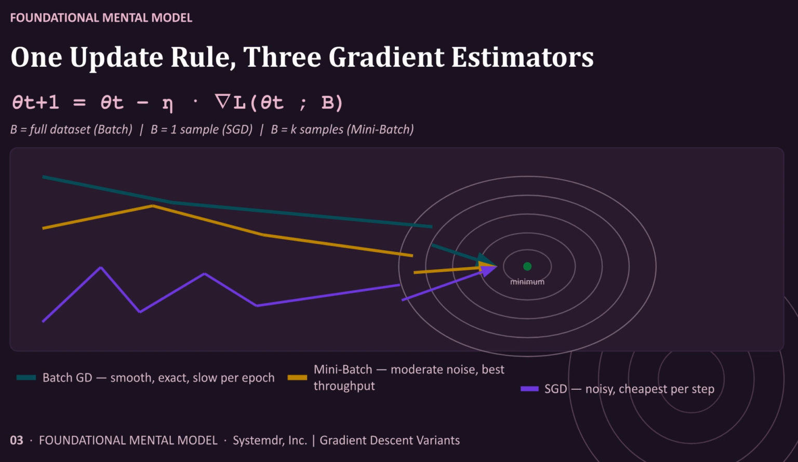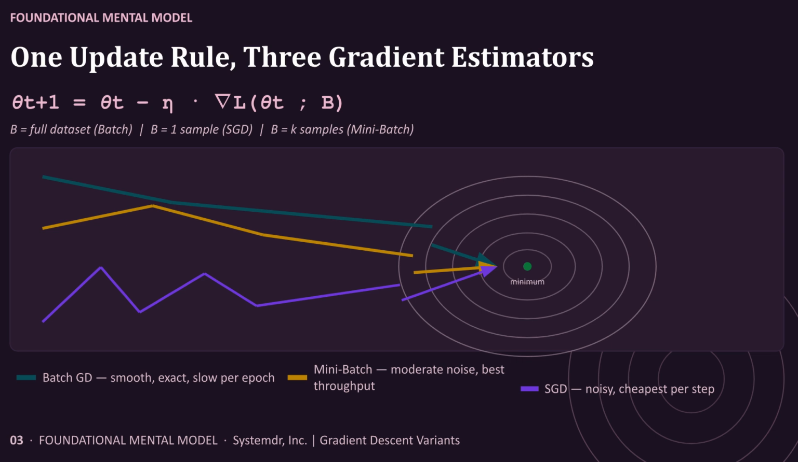Here's the insight that's easy to miss. That noise in the SGD path isn't purely a cost. Empirically, it acts as an implicit regularizer. It can actually help the model avoid overfitting to sharp, narrow minima. That's part of why pure batch gradient descent is rarely used in deep learning, even on problems where you'd have the compute budget to run it.